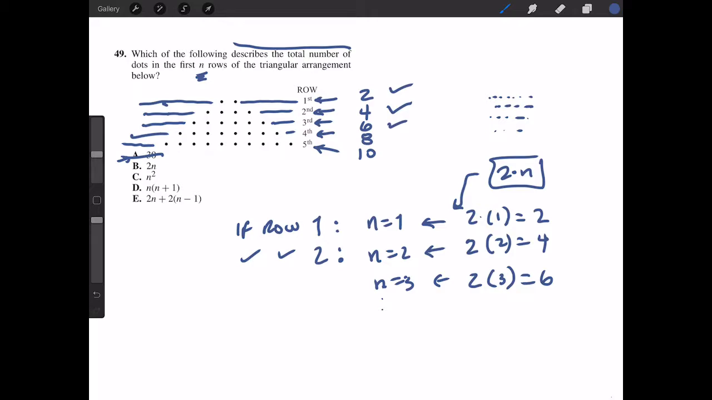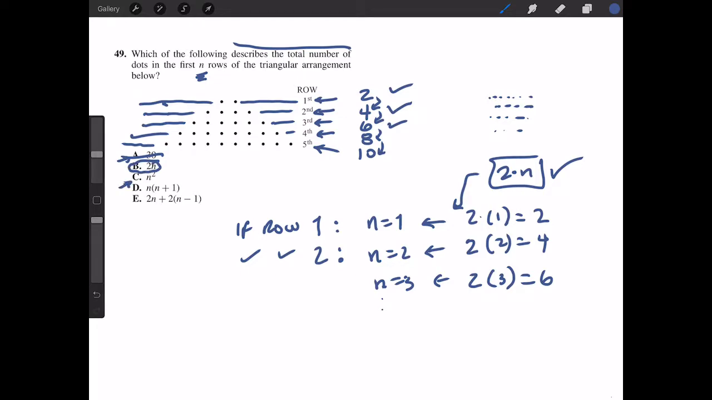At this point, you should realize that it is going to work out because you always have, starting with 2 and then just adding 2 units or 2 more dots as you increase the row number. And that's exactly what this formula is providing. So choice B is correct.